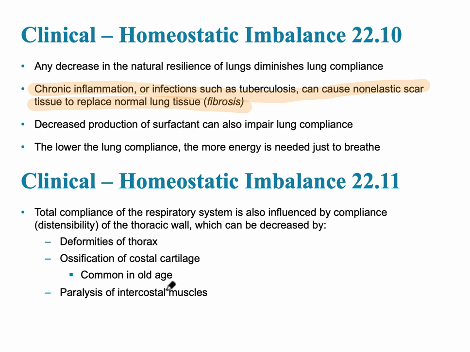The other thing that can affect compliance is distensibility of the thoracic wall. This could be due to anatomical abnormalities. In older age, there's an anatomical decrease in the size of the thorax itself. Again, scoliosis could affect this if there's a decrease in the chest wall size also.